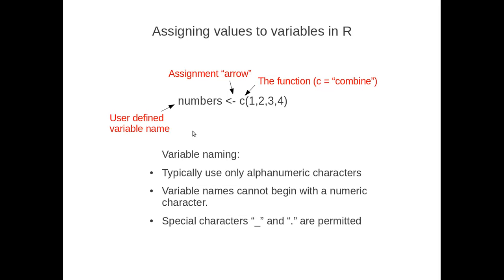There are some naming convention issues that are important to understand. You can't begin the name of a variable with a number. That must be an alphabetic character. Typically, you can use alphanumeric characters for the remaining positions in a variable name. Special characters are generally not permitted because they have special meaning in R. Two that are permitted are the underbar and a period.